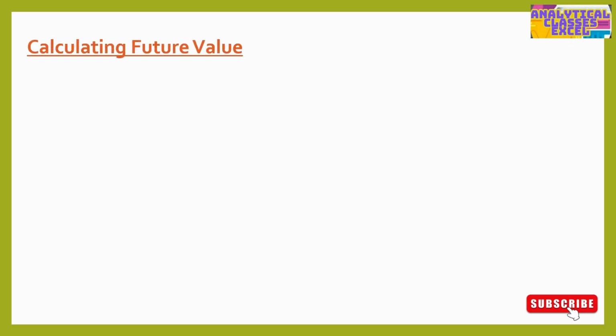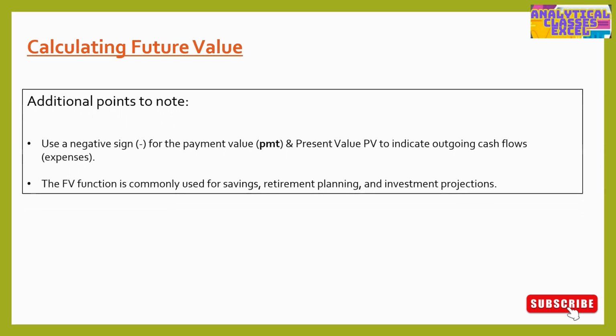Some additional points about future value which we should keep in mind: always use a negative sign for the payment PMT or present value PV to indicate outgoing cash flow. Since we have paid them, they have gone away from us, so we use a minus sign so that the returning amount FV is positive. And the FV function is commonly used for savings, retirement planning and investment projections, because we want to know how much future value we will get after all these things.